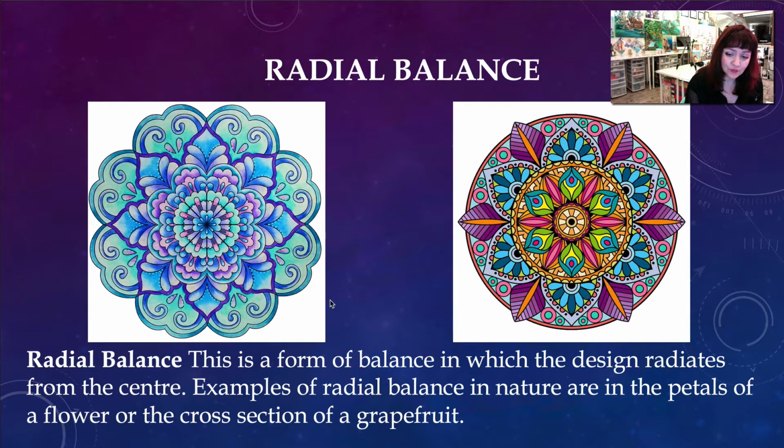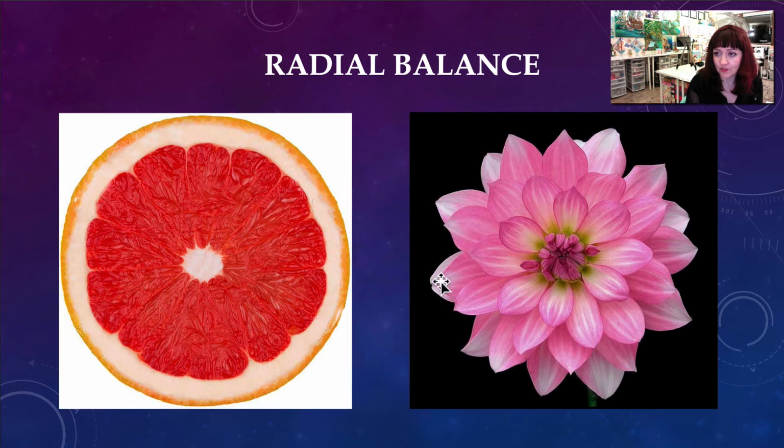The next type is radial balance. In this form, design radiates from the center. These are some drawings done by humans, so man-made. And then the next examples are from nature. In nature, you could find that radial balance in looking at a flower from the top, or if you cut a fruit like an orange or grapefruit in half, you would have that same radial balance.